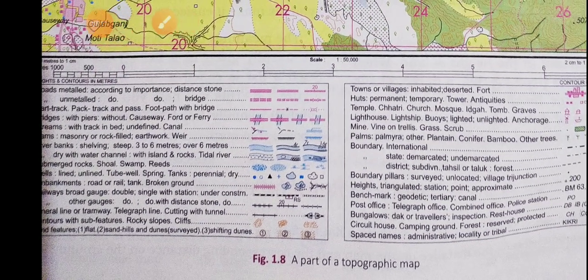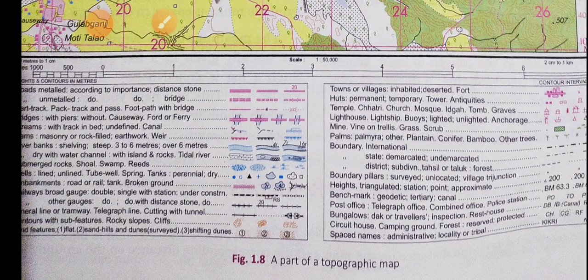What are they? Roads, railway line, towns or villages, huts, temples, mine, boundary pillars, post office, bungalows. These are some symbols used in the map, and these symbols are called conventional symbols. They help us to understand the map, and it is very easy to read the map.